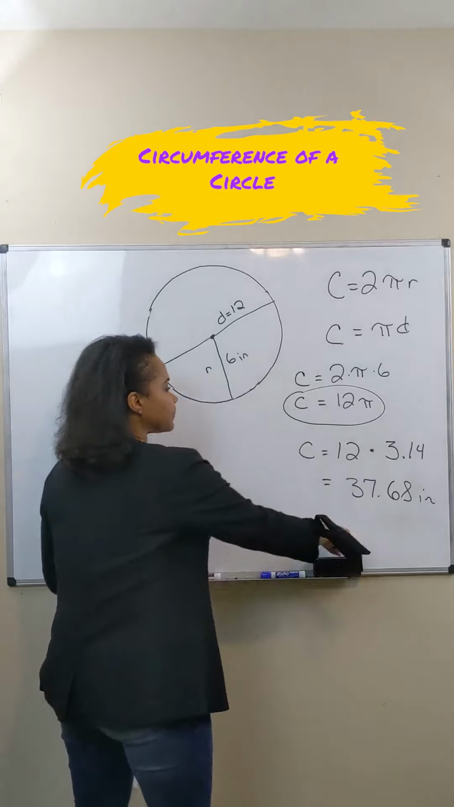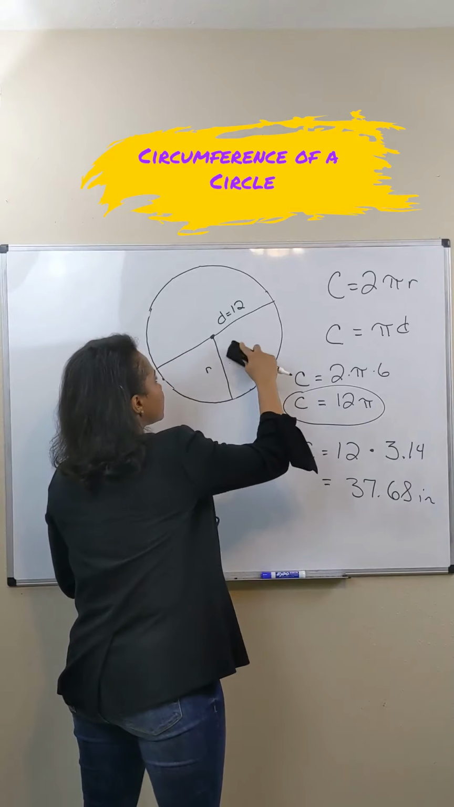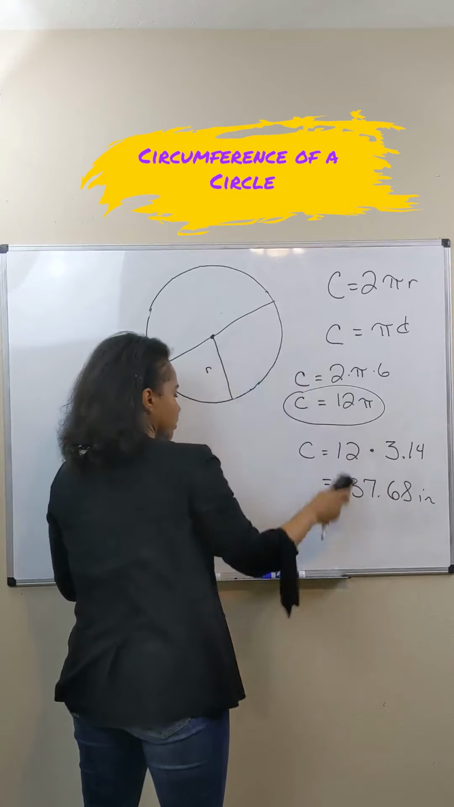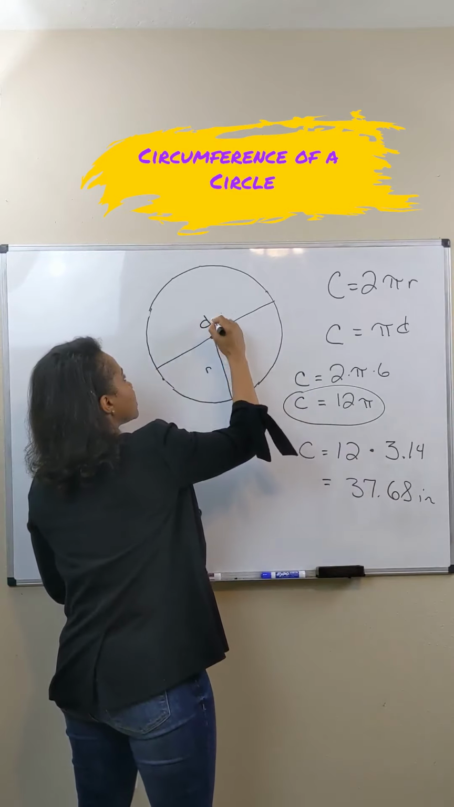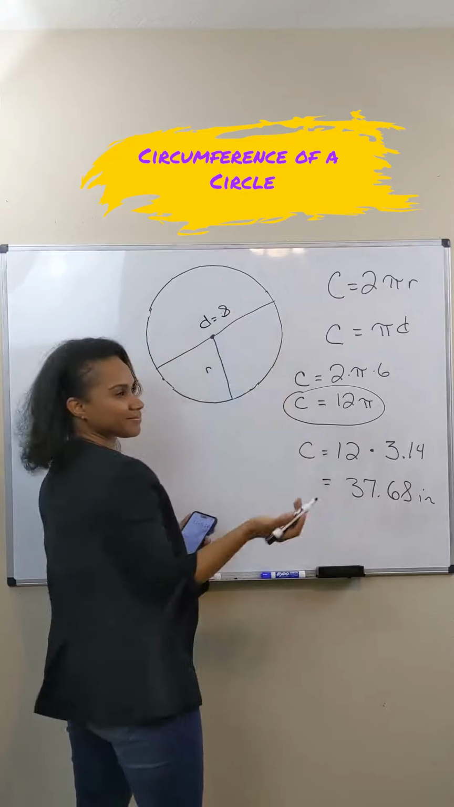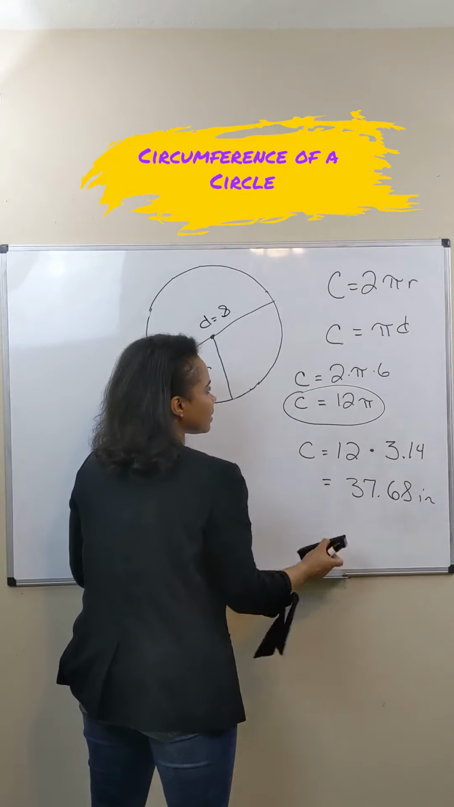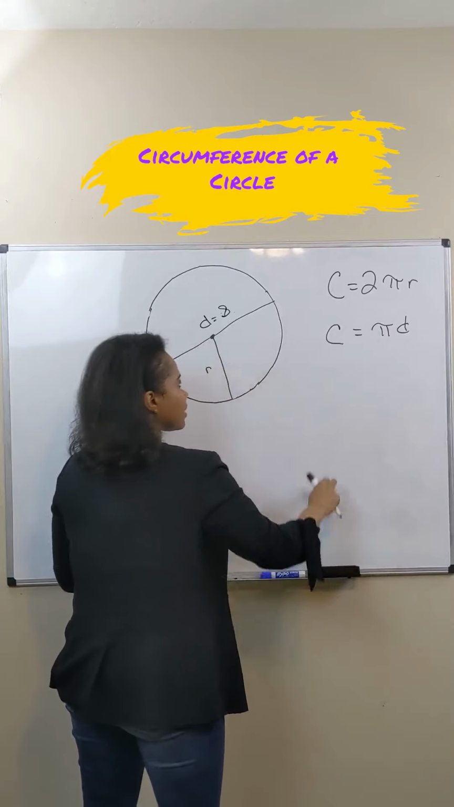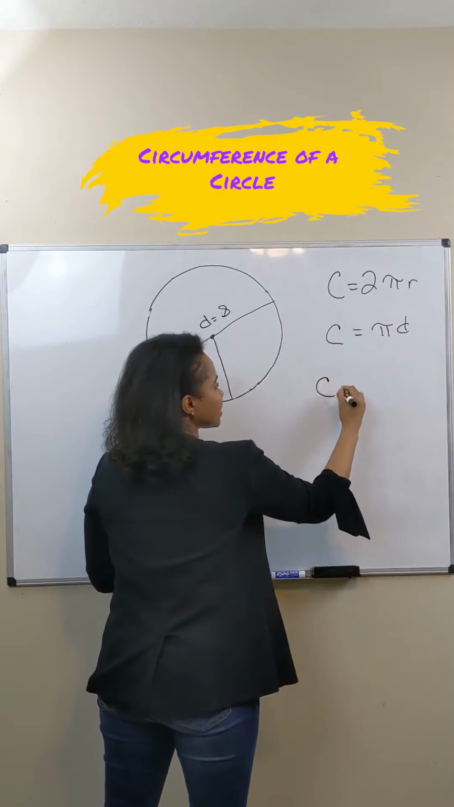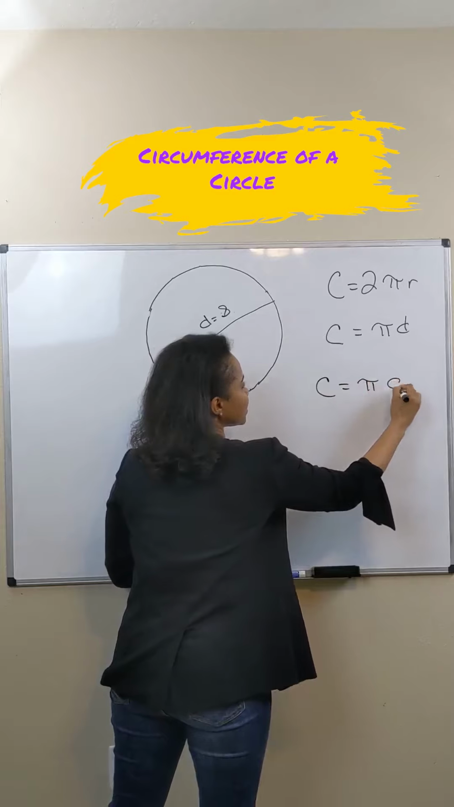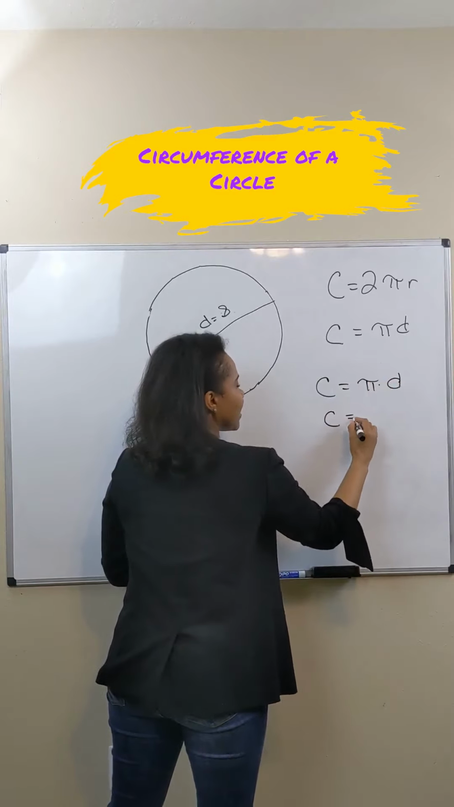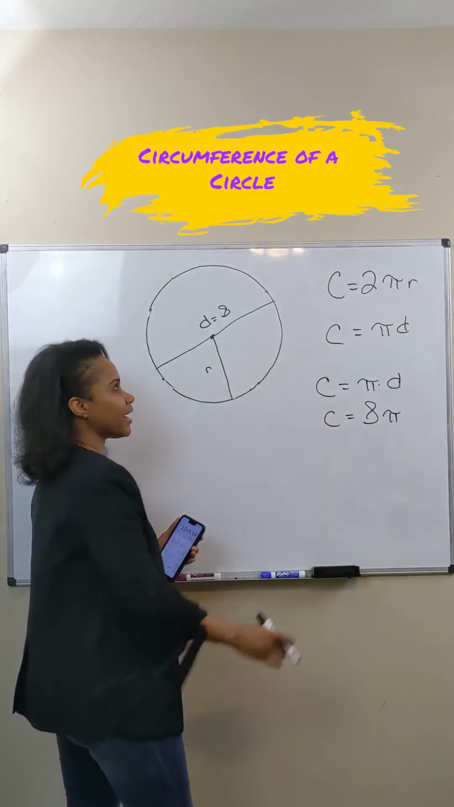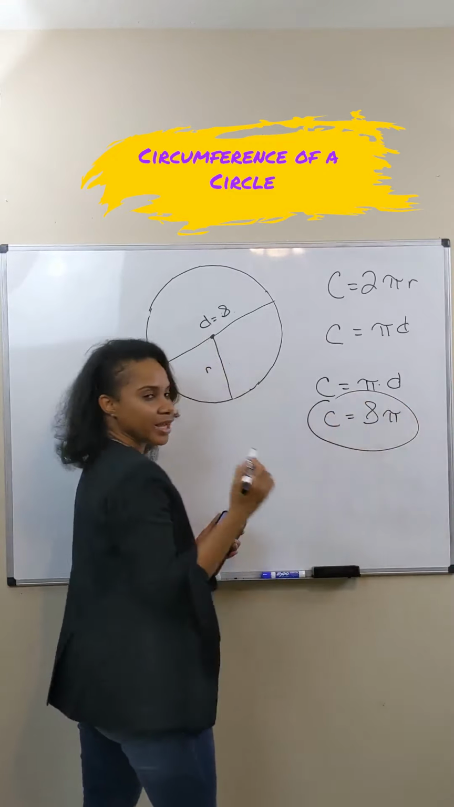Let's try one more. Let's just say our diameter, if we're given the diameter, our diameter is 8. We will simply plug in 8 for our diameter. So C equals pi times D. Our diameter is 8. So in terms of pi, our circumference would be 8 pi.